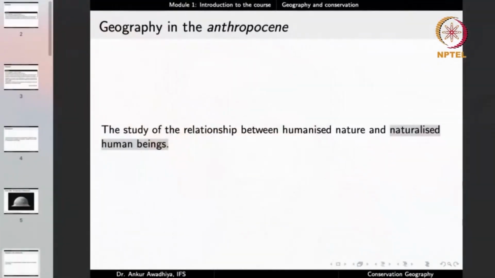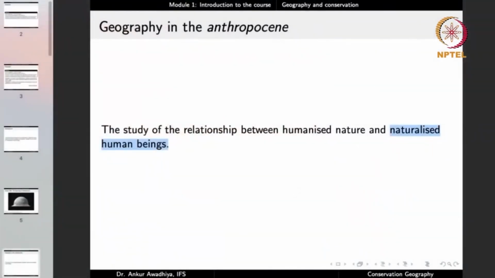So for example, if the area is very cold, you will find that people are wearing very warm dresses. People are wearing things like fur or things like wool. Whereas if you go to warmer areas, you will find that people are wearing cotton. And so there is an impact of nature on human beings, which means that human beings are also naturalized and nature has become more and more humanized.